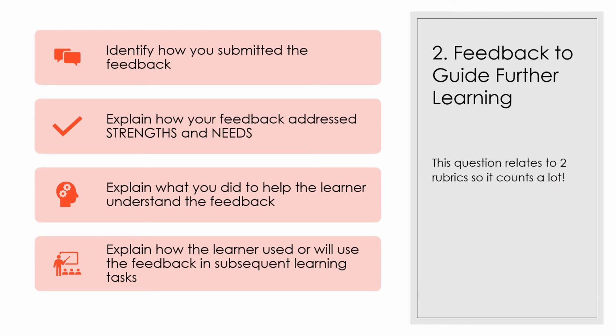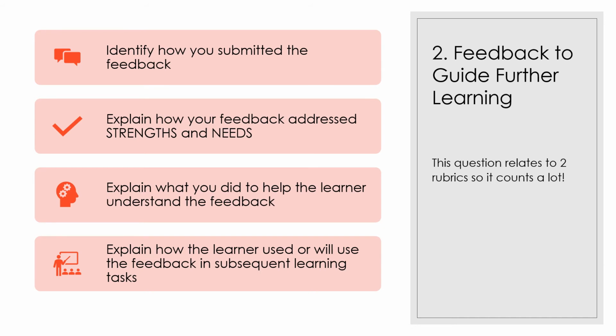In question 2, this is feedback to guide further learning. You're going to identify how you submitted the feedback, just whether it's written on work samples or whether it's a video or an audio. Explain how your feedback addressed the strengths and needs of your learner. So again, good feedback is glows and grows. What are the strengths and what does the learner need to do? If the learner met your objective, then your feedback should be what they need to work on next, right? So there's always something else that they could do next.